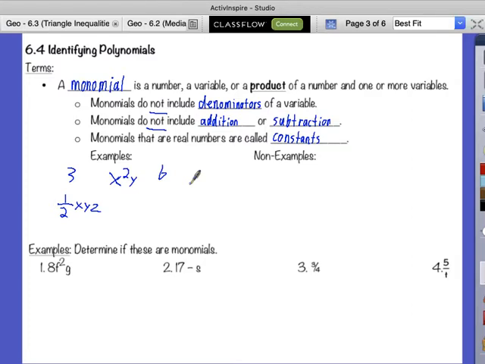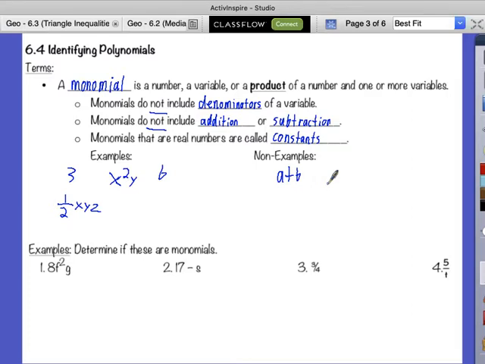So non-examples. Non-examples, anyone know what that means? Examples that don't work. Yeah, the examples that don't work, right? Okay, these are not the ideal. Okay, A plus B. Can anyone tell me why that would be a non-example?